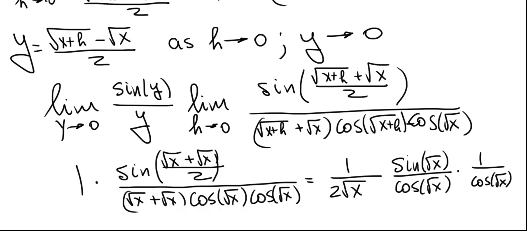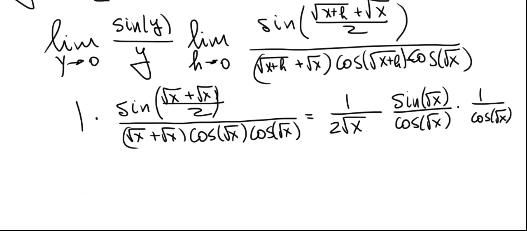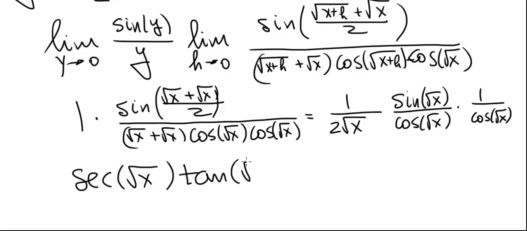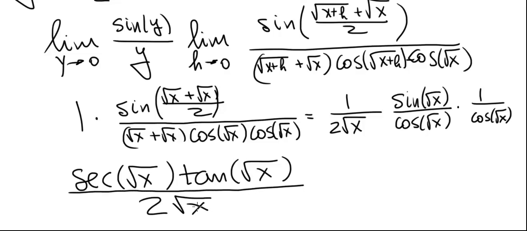We're now ready to write the answer in a nice way. 1 over cosine of square root of x is secant of square root of x. Sine of square root of x over cosine of square root of x is tangent of square root of x. And of course, this is divided by 2 times square root of x. That's going to be our final answer.